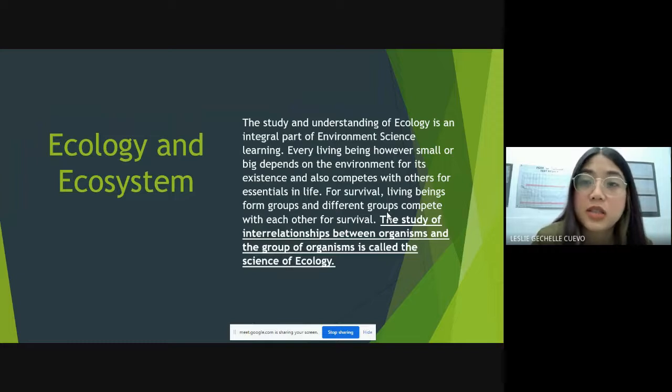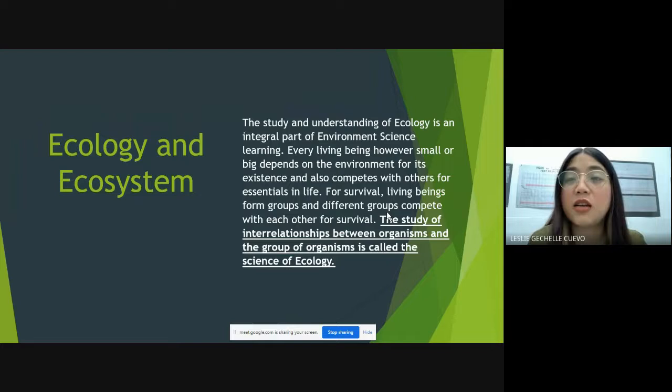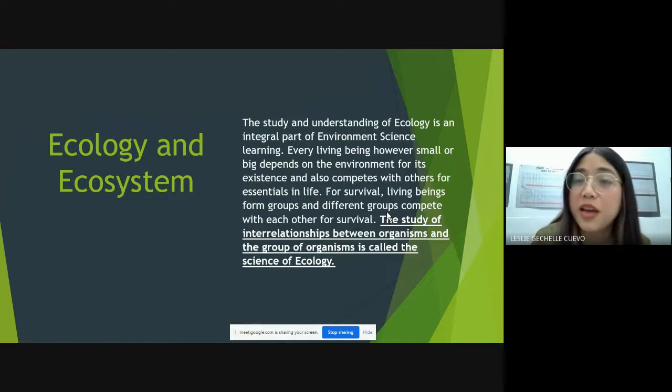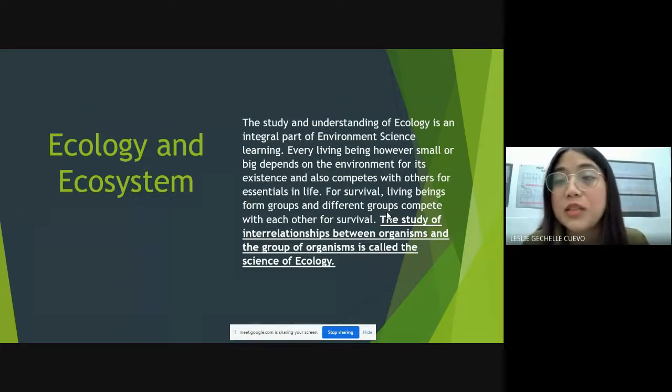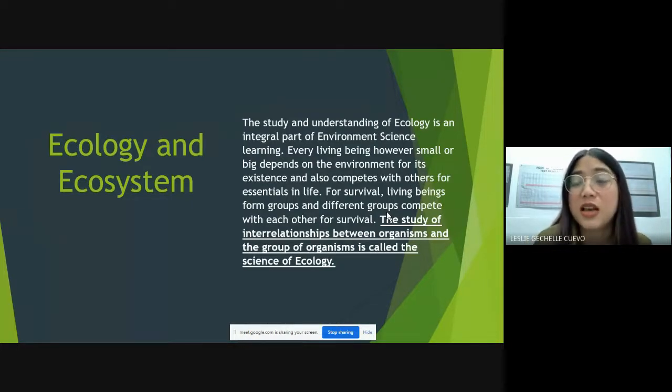Ecology and ecosystem. The study and understanding of ecology is an integral part of environmental science learning. Every living being, however small or big, depends on the environment for its existence and also competes with others for essentials in life. For survival, living beings form groups and different groups compete with each other for survival.